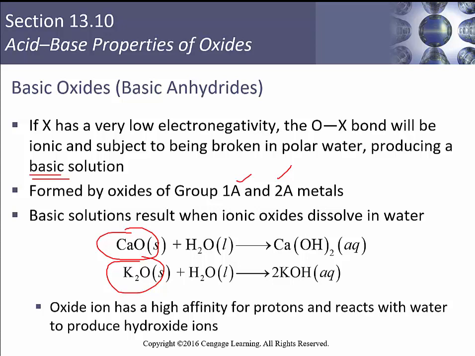The alkaline earths in group 2A are often formed from, like, calcium oxide, and they're going to form calcium hydroxide, and calcium hydroxide is going to be a strong base. Potassium oxide is going to react with water to form potassium hydroxide, and that potassium hydroxide is a strong base.